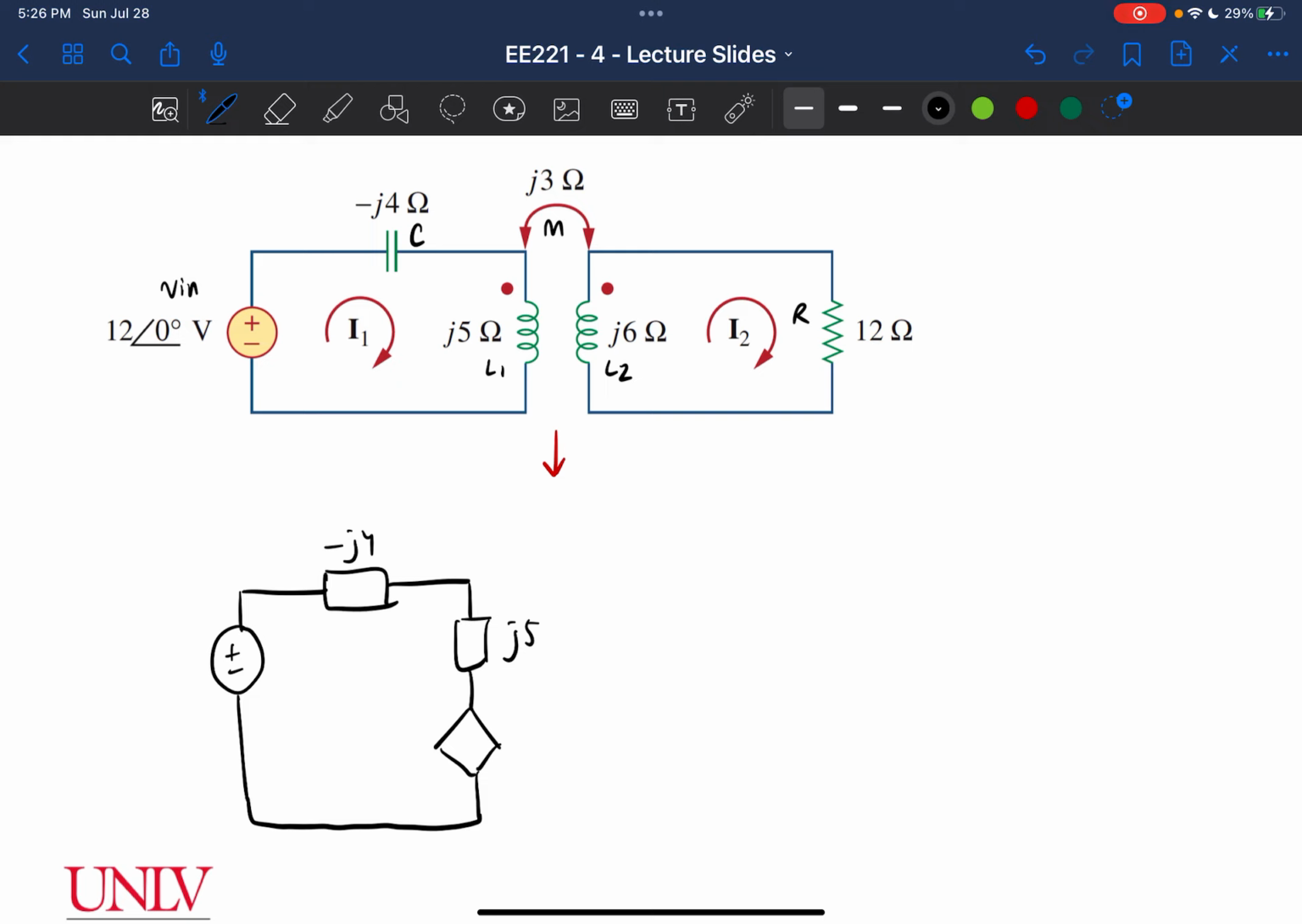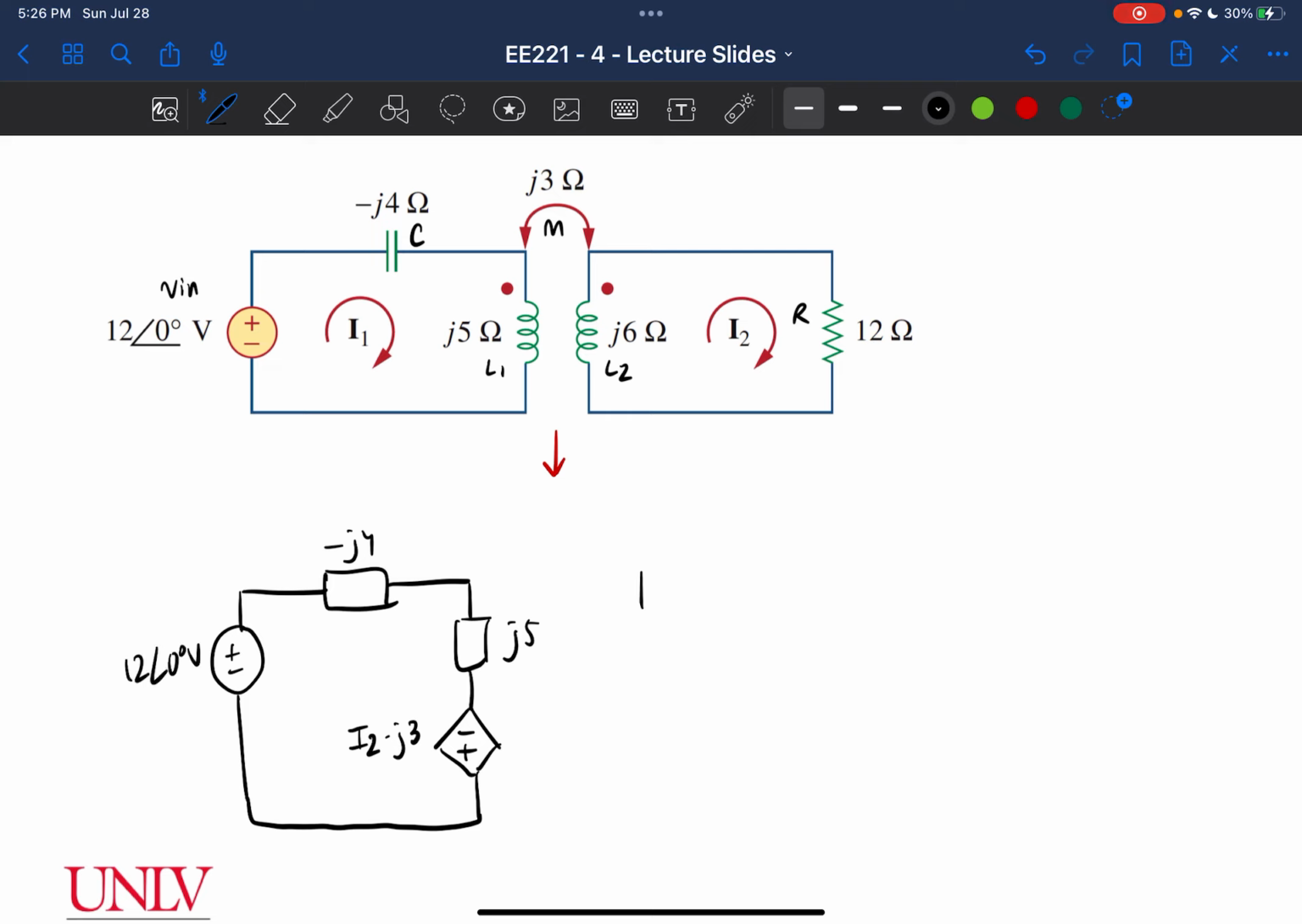Again, we look at I2 for this one. I2 flows out of the dot, which means I need to force a current into the dot here. So if I want to force a current into the dot there, that means it's going to flow in this direction. And the only way to get current to flow in that direction is to have an induced voltage polarity that looks like this. And it's the current that induced that voltage multiplied by the impedance of the mutual inductance. Okay, so that's that loop.